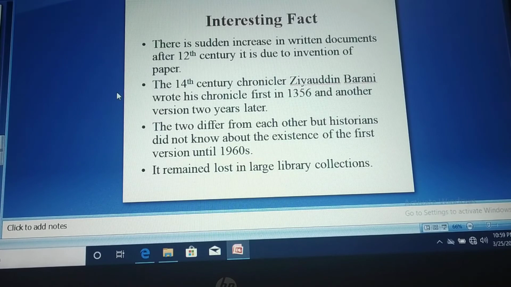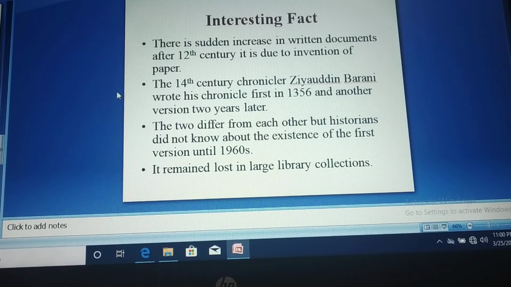They are very different, and they don't refer to each other. But historians did not know about the existence of the first until 1960. It remained lost in a large library collection. So we were getting information or interpreting history from his writings of 1358. The original one which he wrote in 1356 was found in the 1960s, and if you compare them, they were quite different from each other. Now that was the changes in sources of history.